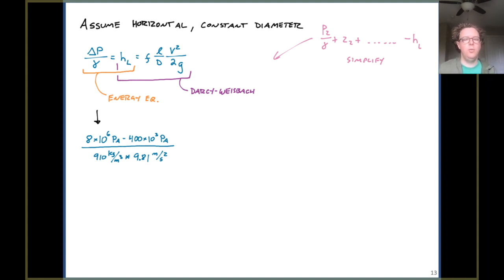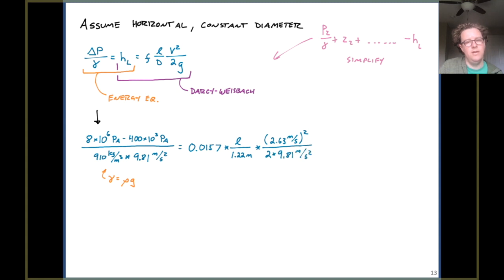And so we're writing this equation from the outlet of one pump station to the inlet of the next. So that's our pressure drop in the numerator. And in the denominator, I wanted specific weight. I wasn't given specific weight in this problem, but I remember that specific weight is density multiplied by gravity, and so I've gone ahead and used the given density and gravity there. On the right-hand side, I've got my friction factor, 0.0157, I've got my unknown length over pipe diameter, and I've got my velocity squared over 2 times gravity.